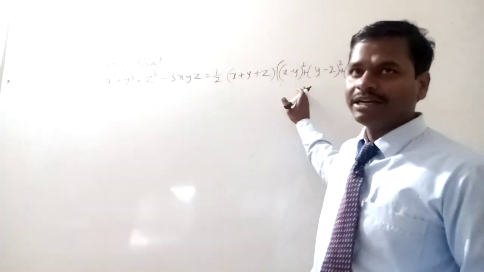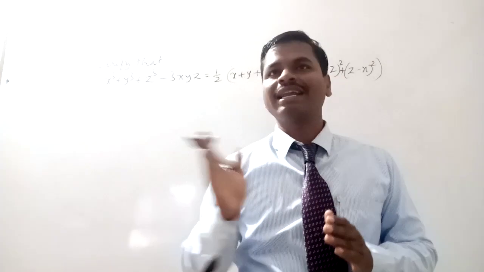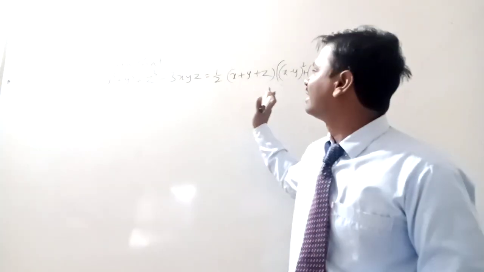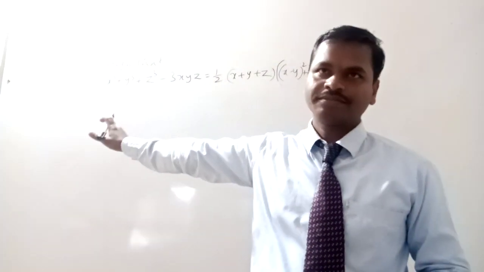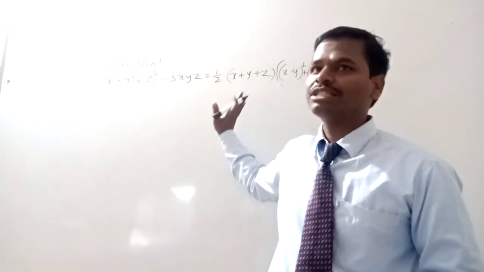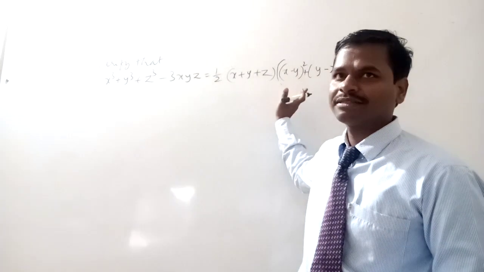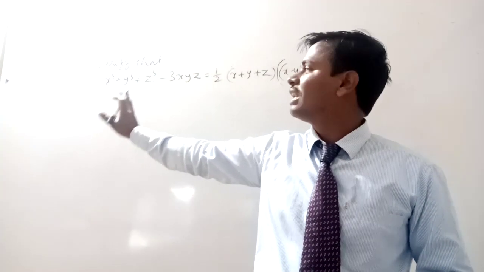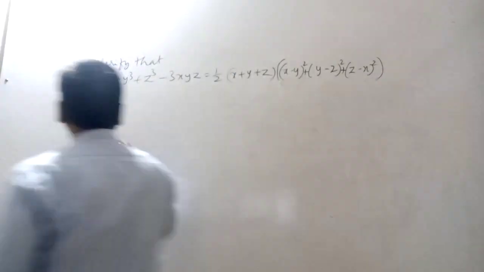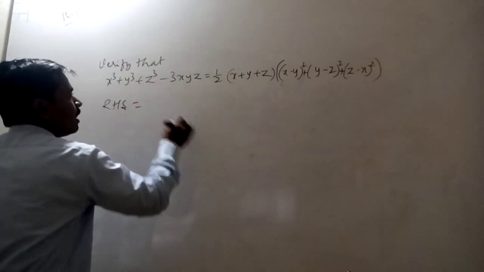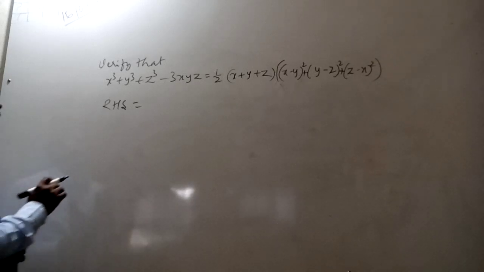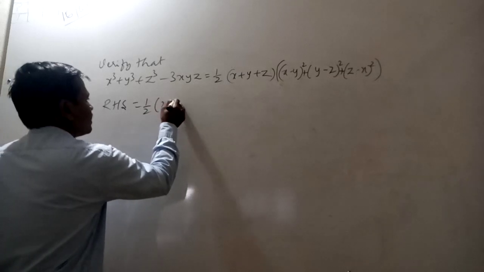Here RHS is complicated, that's why we will simplify RHS. We will simplify RHS and bring it to the form of LHS. Okay? Now we will simplify RHS. RHS equal to one by two into bracket x plus y plus z.